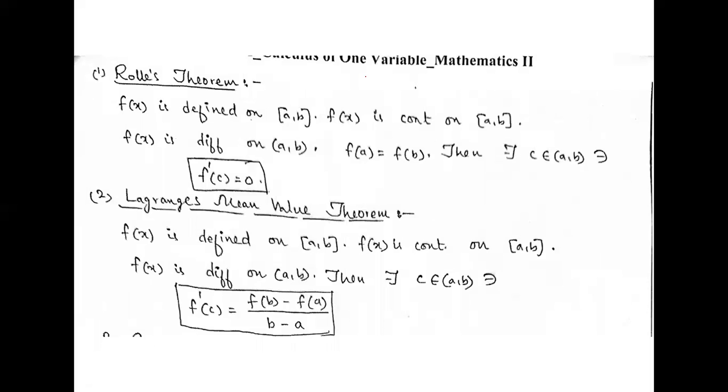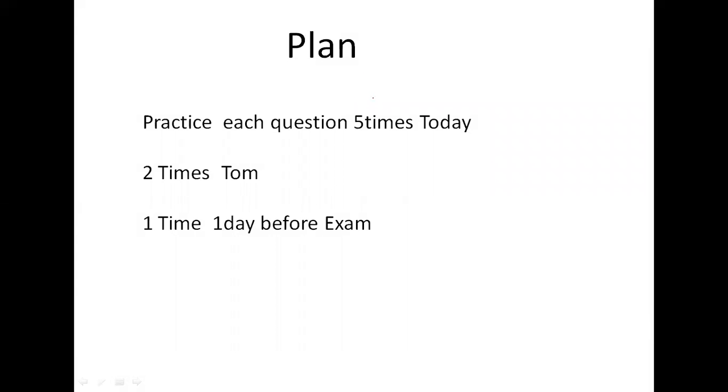Okay. Before going to 2 marks, you see the plan. Today, practice all the questions that you have learned today 5 times. If you have any doubts, feel free to ask. Then tomorrow, as soon as you wake up, practice again 2 times. One time you can see, revise and practice, and the second time just try to do it without seeing. Then if you can do it without seeing and you think you are perfect, then you can practice it once again without seeing, just one day before the exam.